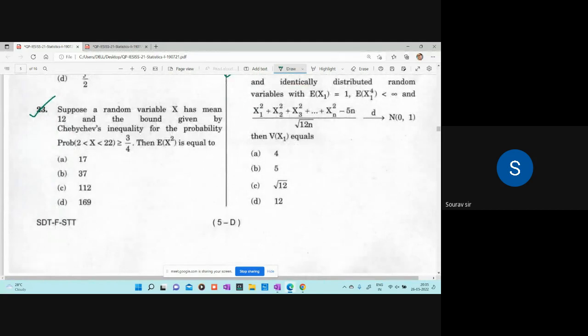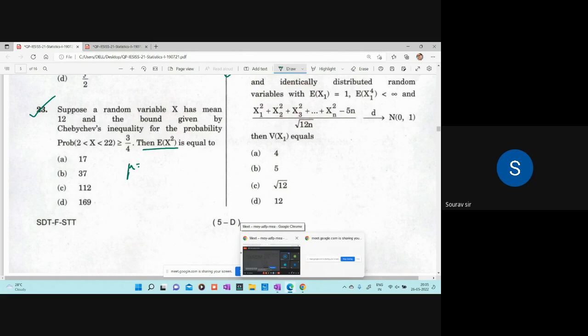It says that suppose a random variable x has mean 12 and the bound given by Chebyshev's inequality for the probability 2 less than x less than 22 is greater than or equal to 3 by 4. We need to find the expectation of x square. The mean is 12, that is mu equals 12, and the variance is not known. The bound is basically 1 minus 1 by t square equals 3 by 4.